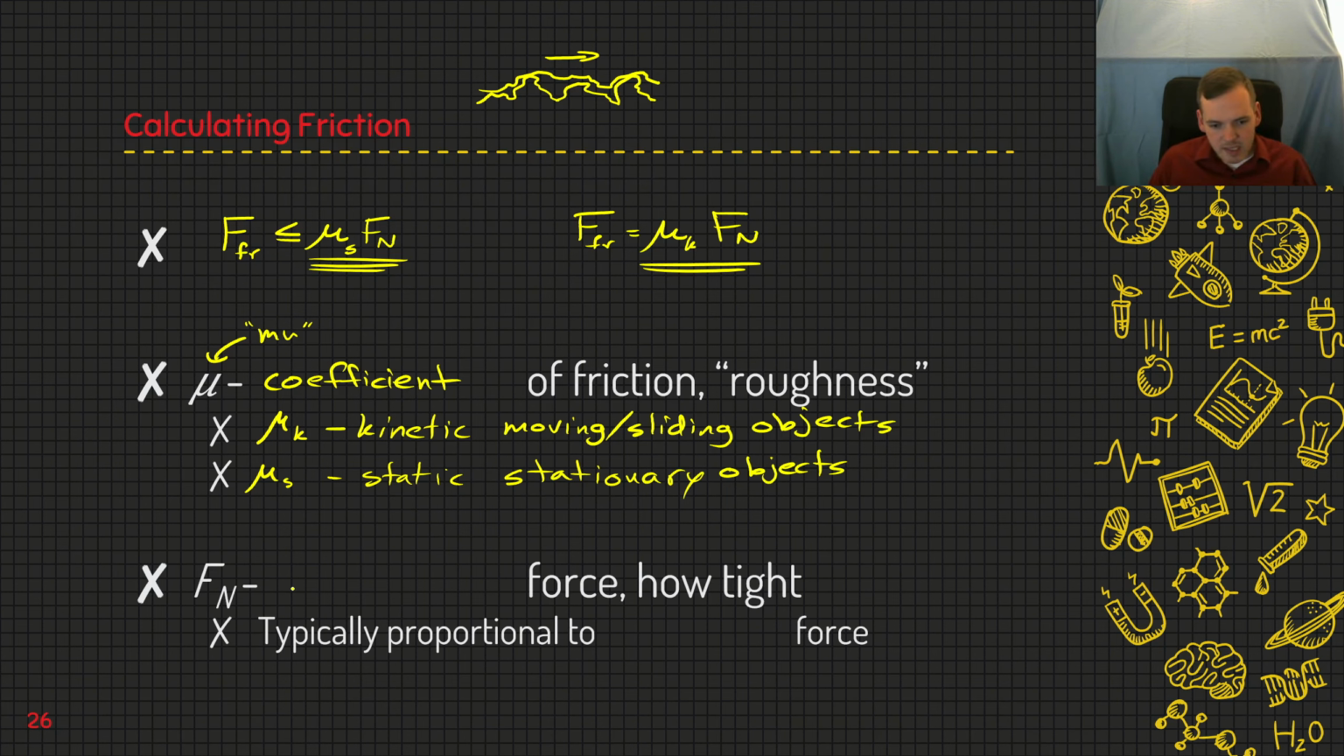Then the other piece is this Fn, and this is how we depict normal force. And this is how tight the surfaces are pressed against each other. And this is typically proportional to the gravitational force, which we're going to depict with Fg, which remember is mg. This is because typically we're talking about an object sliding across the ground, so the normal force is whatever's required to hold the object from falling through the ground.